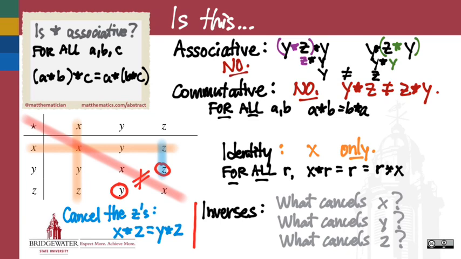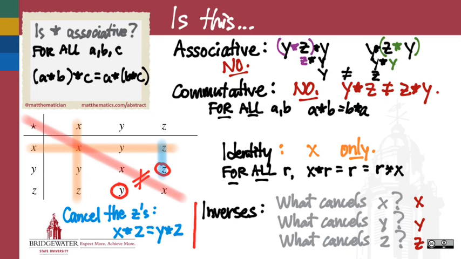What cancels X? How'd you answer that inverse question? So X cancels itself, right? Because X was the identity. X cancels X. What cancels Y? Y cancels itself. What cancels Z? So this is sort of like that set symmetric difference example, right? Where everything cancels itself. Everything is its own inverse, right?